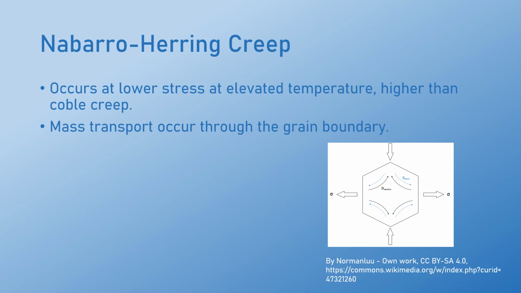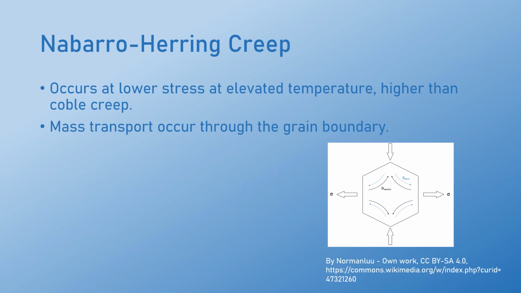Nabarro-Herring creep is the other type of diffusion creep. It occurs at almost the same level as Coble creep, almost the same stress level, I mean. However, it occurs at a higher temperature than Coble creep. And this is the important part: mass transport occurs through the grain boundary.